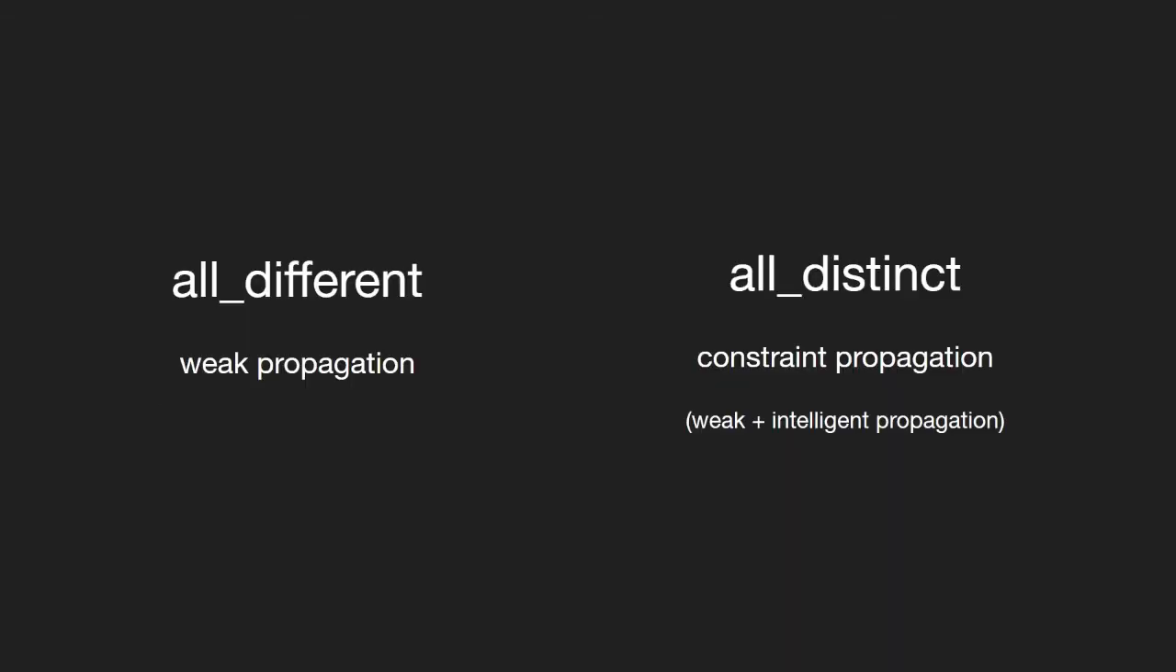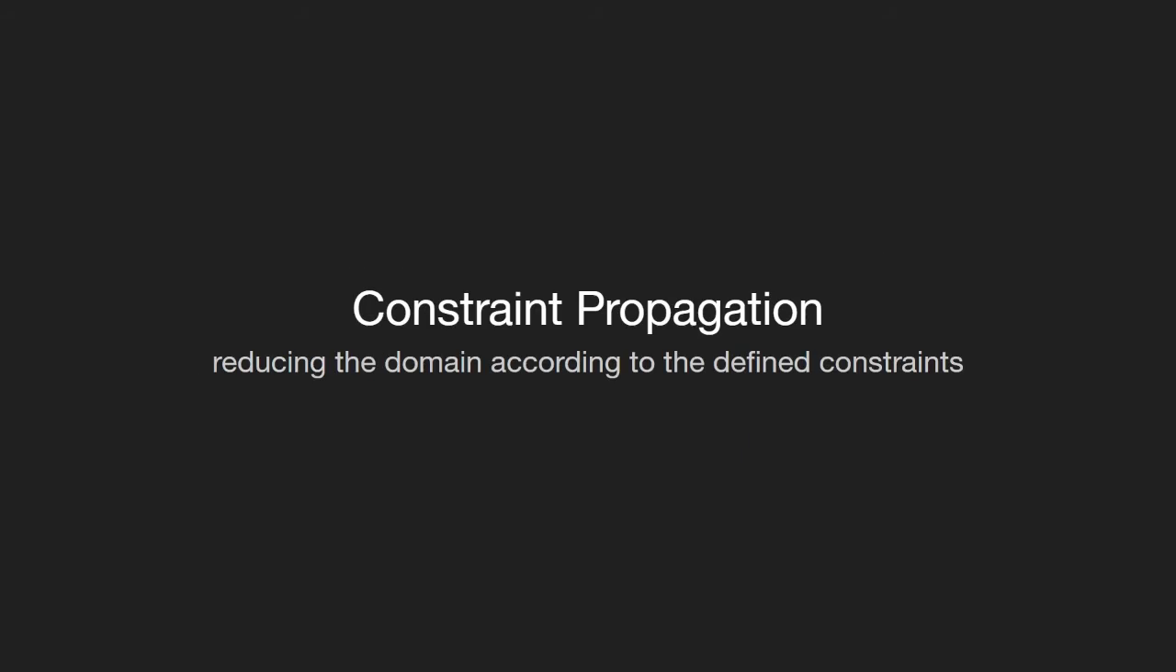All_different allows us to perform weak propagation, and all_distinct allows us to perform constraint propagation, which is a combination of weak propagation and intelligent propagation. I'm going to discuss this idea further when we get to our code, but it is important to define the term. Constraint propagation is a technique used with problems of finite domain to reduce and narrow the domain by determining elements that are inconsistent with the defined constraints. The all_distinct predicate isn't the only way to perform constraint propagation, but it is one such way.